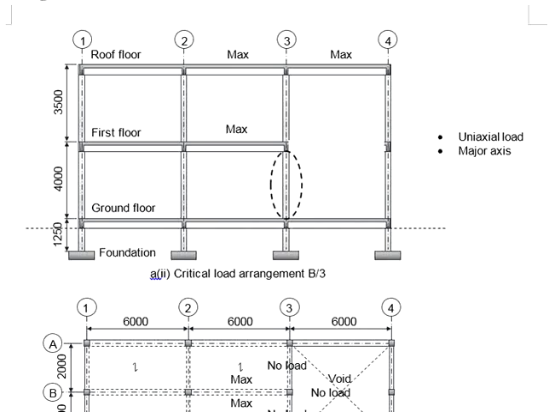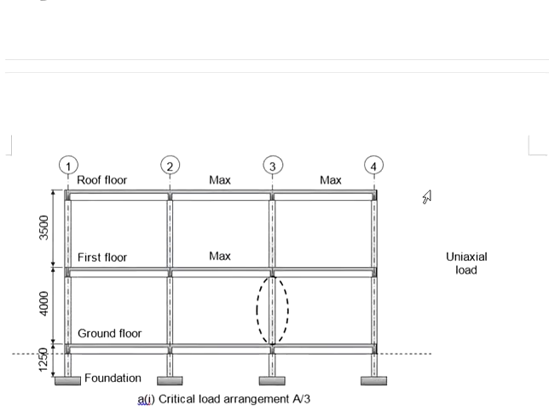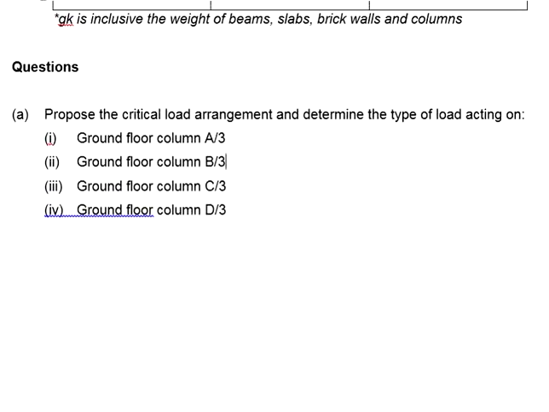A column may be subjected to bending in the major axis, or minor axis, or both axes. In order to prevent the columns from being under-designed, normally we will go for the critical load arrangement under the principles giving priority to the bending moment. The critical load arrangement will play around with the maximum and the minimum loads with the intention to generate the largest possible moment acting onto the columns that you are designing.